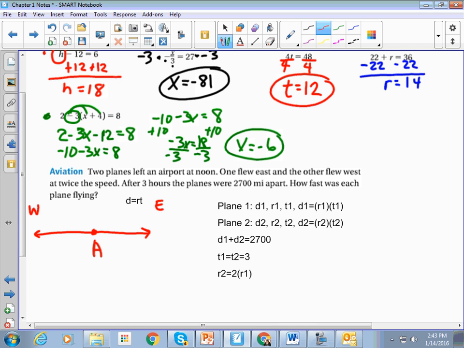At twice the speed. So if my speed is r, so if this is r, then the west guy is flying at 2r, where r is your rate. After 3 hours, so the time that we've spent is 3 hours for both airplanes. The planes were 2,700 miles apart.